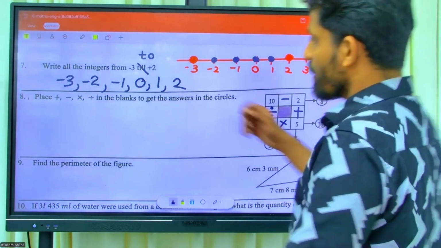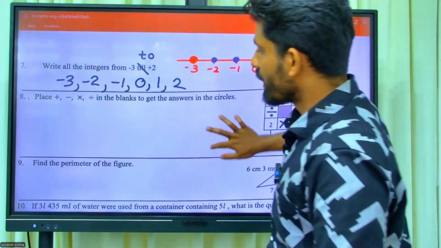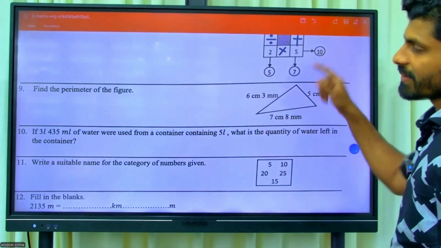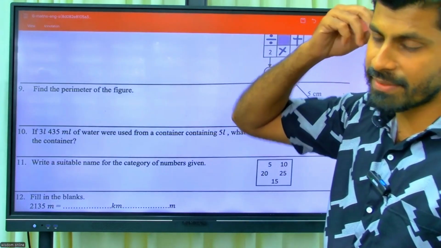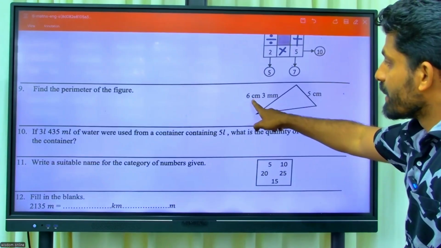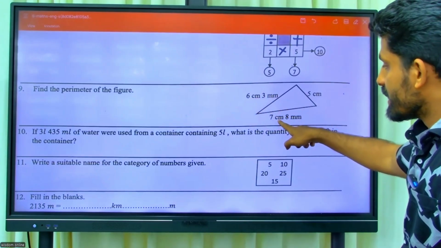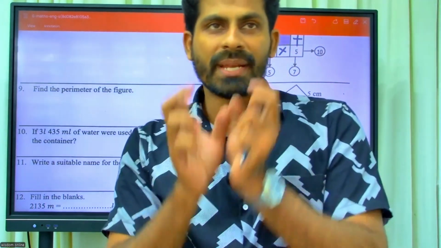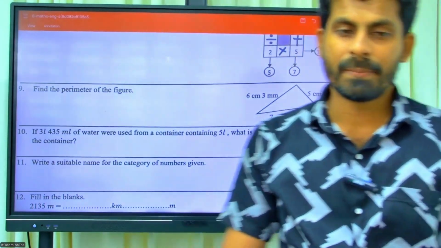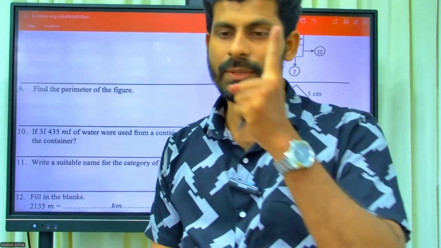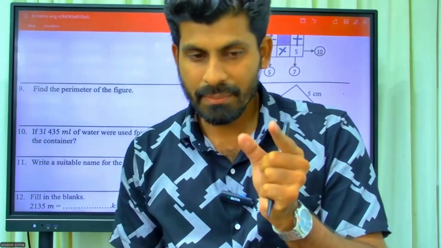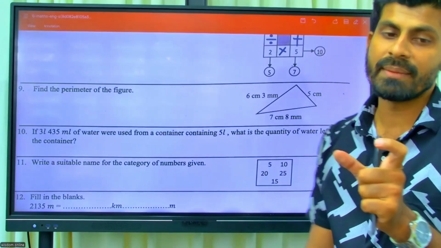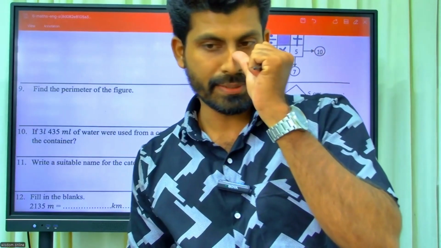Right. Question number 9. Look at this one. Find the perimeter of the given figure. 6 centimeters 3 millimeters, 7 centimeters 8 millimeters, 5 centimeters. How many millimeters are there for 1 centimeter? 10 millimeters equals 1 centimeter.